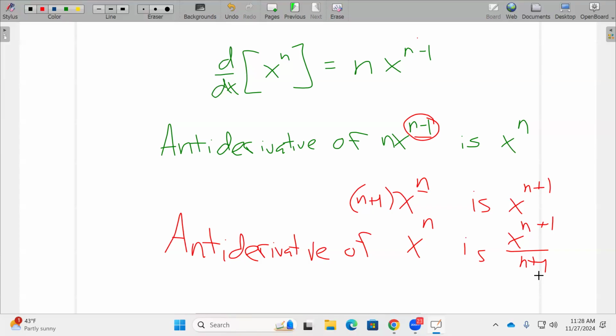And then the constant multiples just carry along, just like they do in differentiation. Okay, so I'm going to give you a slightly harder problem and see if you can come up with the antiderivative.